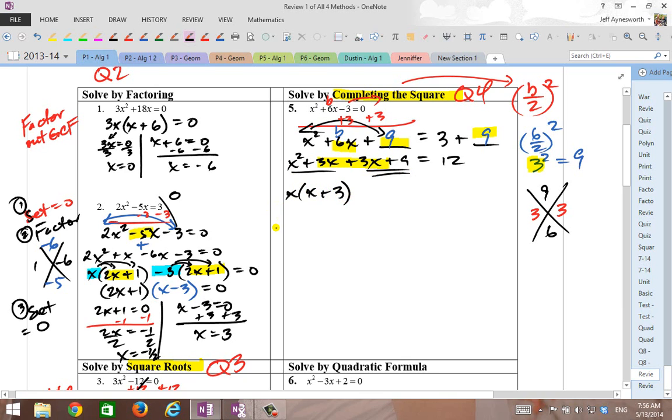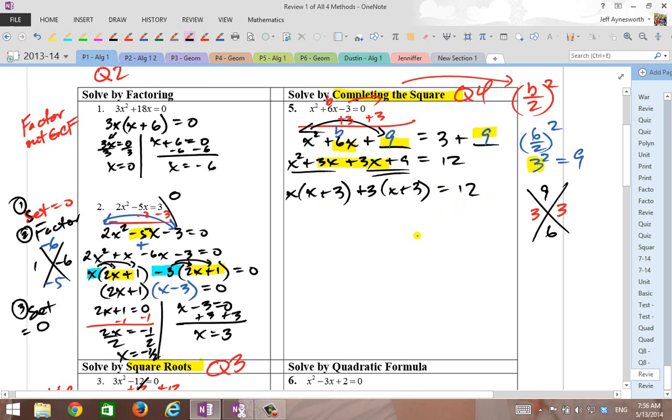Distribute mentally through. X times x is x squared, and x times 3 is 3x. And on the second group, there's a 3 in common because the 3 and the 9 are divisible by 3, so we got to factor out the 3. Write down plus 3 times. Well, you should know by now, after 3 weeks of this and the factor by grouping, you should expect the same binomial, so expect an x plus 3.